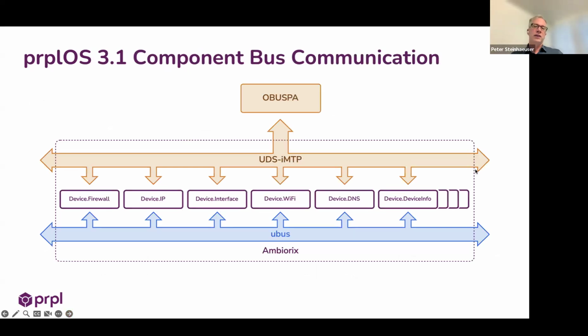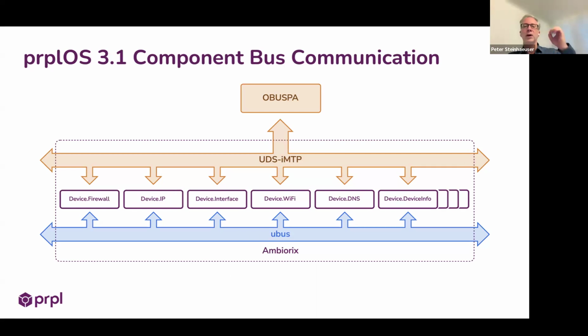So it looks basically like this. As you may know, the components use the embeORX framework from Soft at Home. And this framework exposes a bus backend to the components. And this bus backend now supports multiple buses. Well, it already did, but in prplOS 3.1, we have the UDS-IMTP added. So there is a direct bus communication with OBUSPA. And the internal testing showed that this also tremendously improved the performance of the communication.